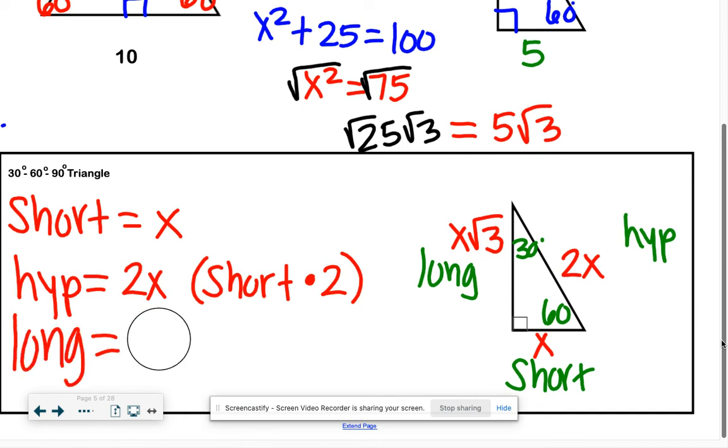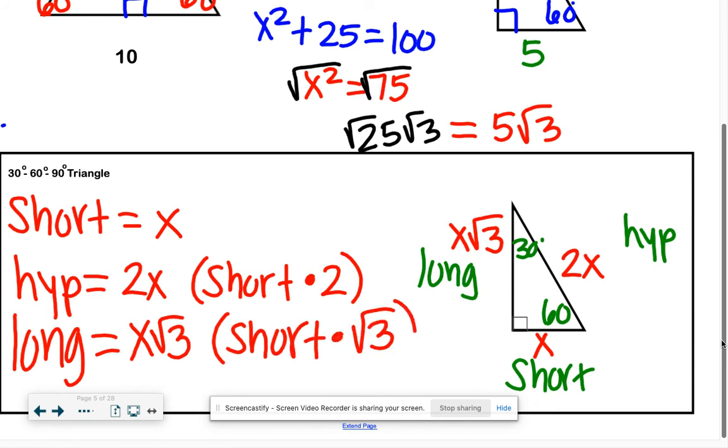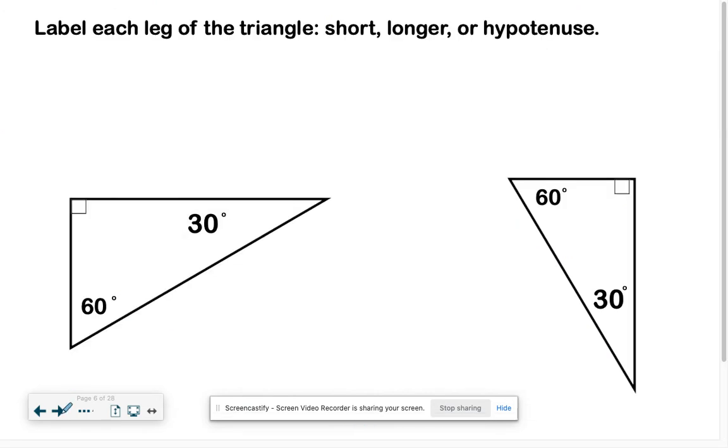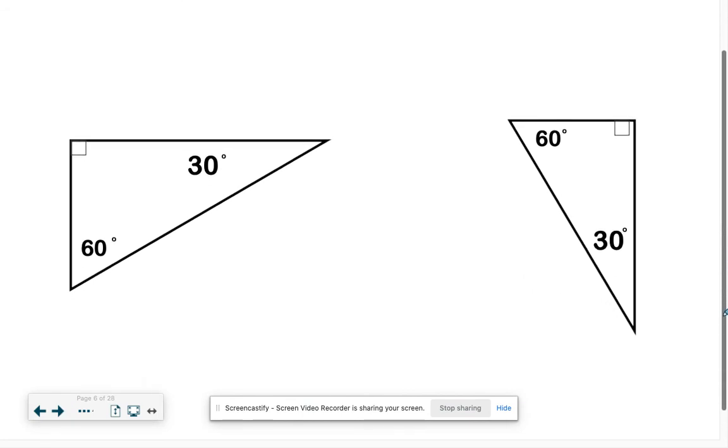Oops, I want X there. X root 3. Your short leg times root 3. We all get that down? Because that's kind of like the meat and potatoes of today, and then everything else gets easier. We're good? All right. So let's just practice labeling what side is what.